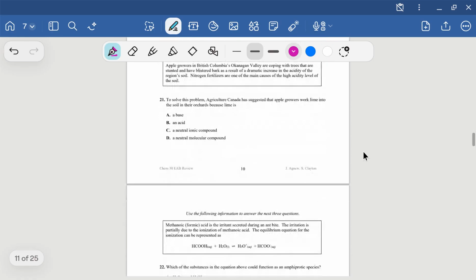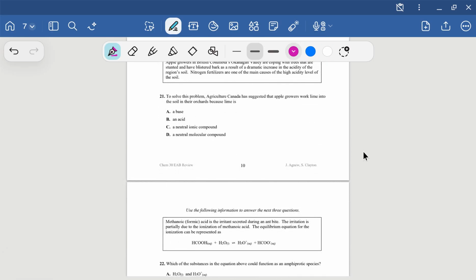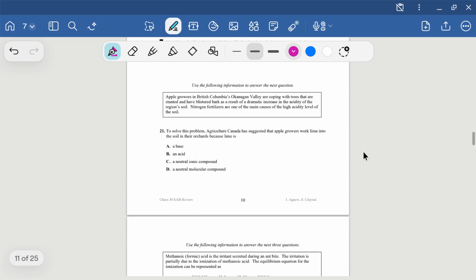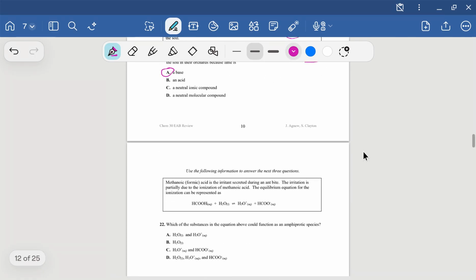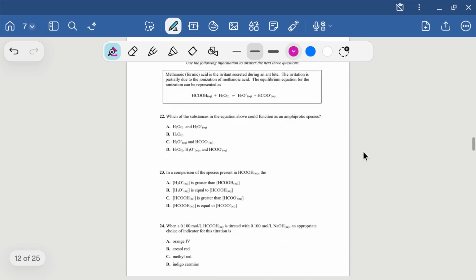Okay, so a few more questions here, and then we'll take a break and I'll do the second part tomorrow. So question 21, you have some information once again, and this is telling you that some of the trees are being affected because of the acidity in the soil. So to solve this problem, some farmers are adding in some lime to the soil. So why would we do that? That would be because lime is a base and it can neutralize the acid, making the soil neutral so that everything will grow.